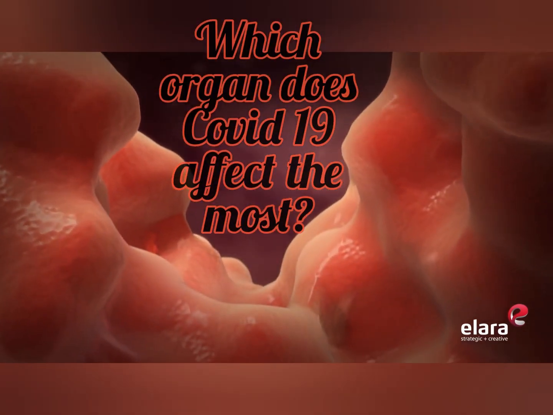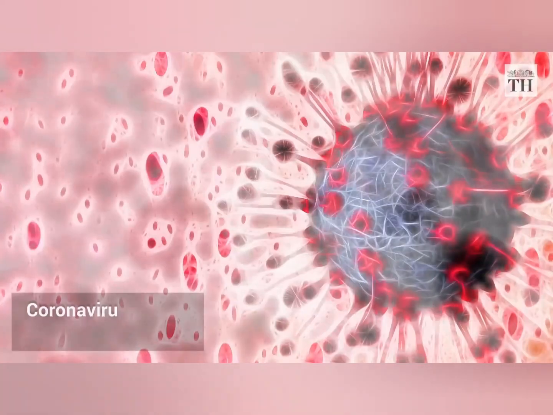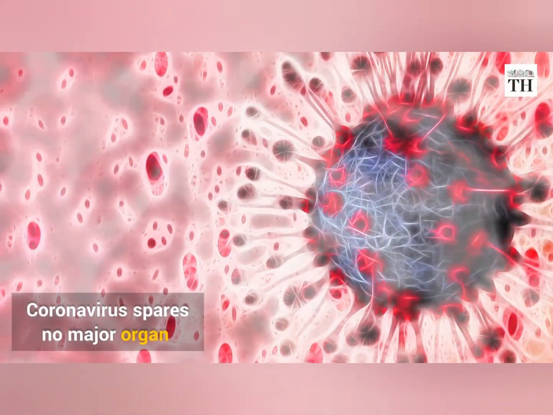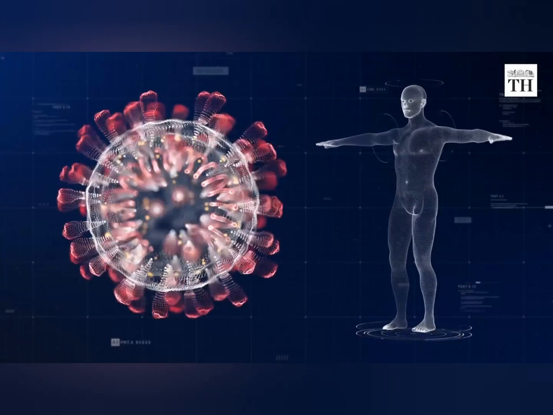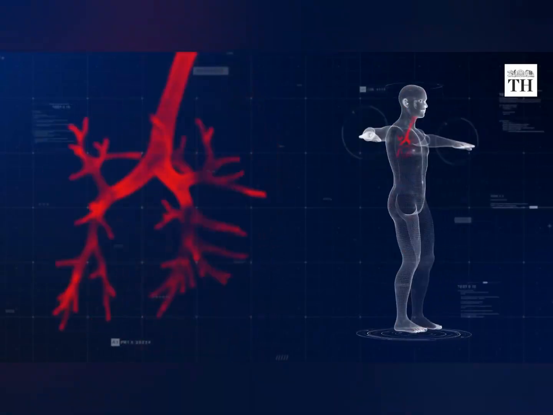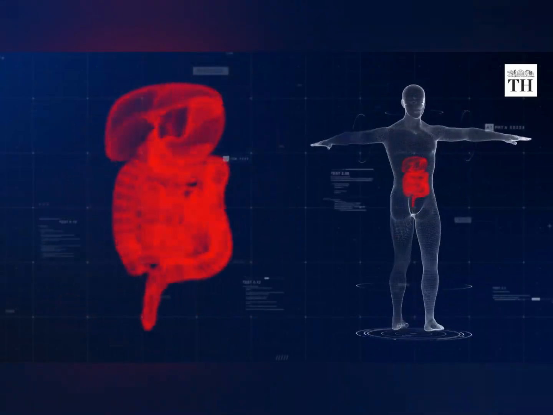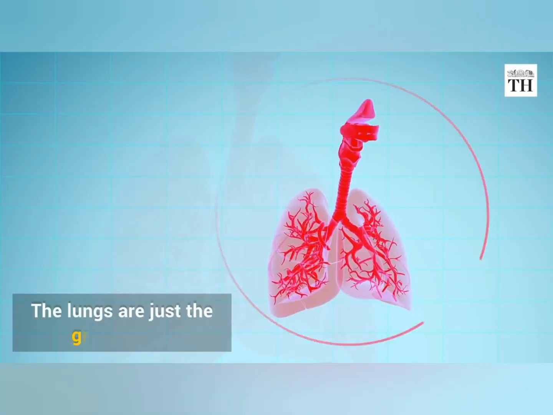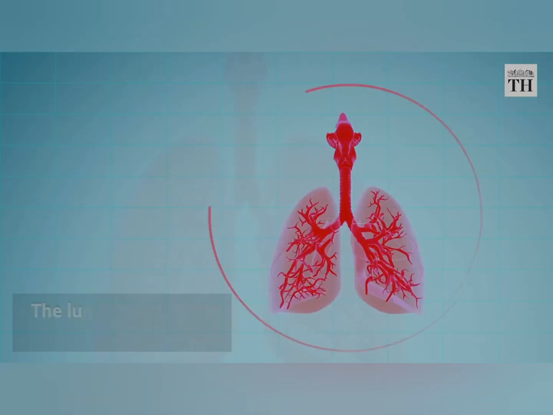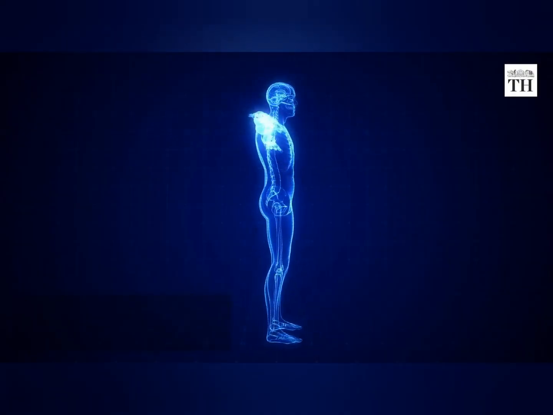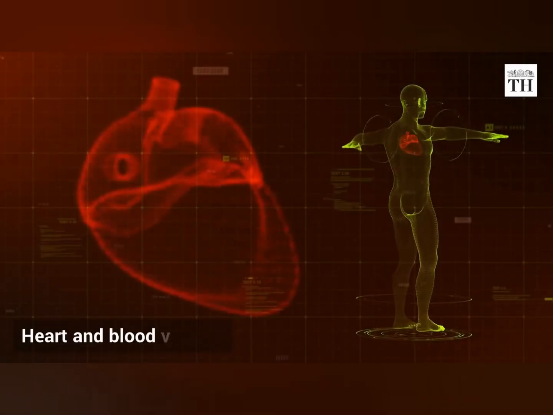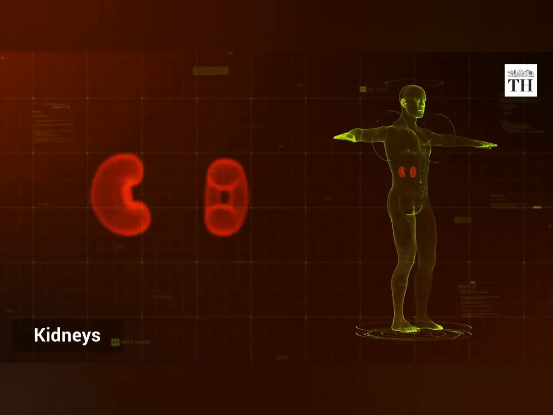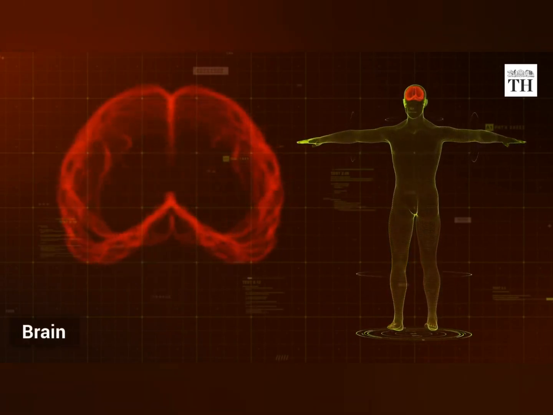Which organ does COVID-19 affect the most? Coronavirus spares no major organ. For some patients, the virus spreads its lethal tentacles to multiple organs. If the virus is not detected in the initial stage, it invades the lower respiratory tract. The lungs are just ground zero. Other organs that can be affected include the heart and blood vessels, kidneys, gut, brain.